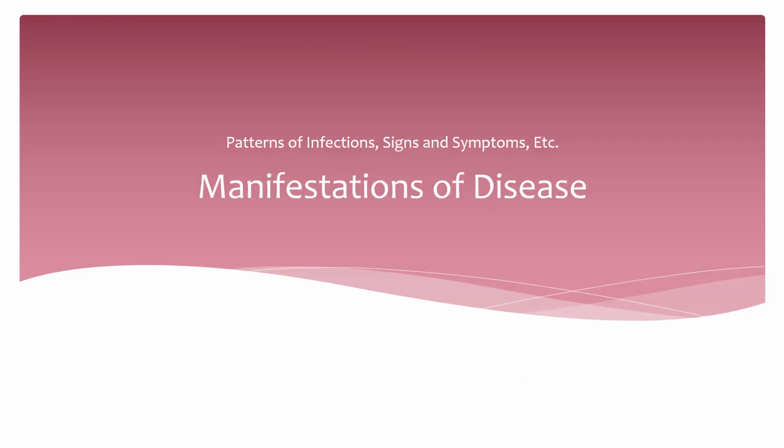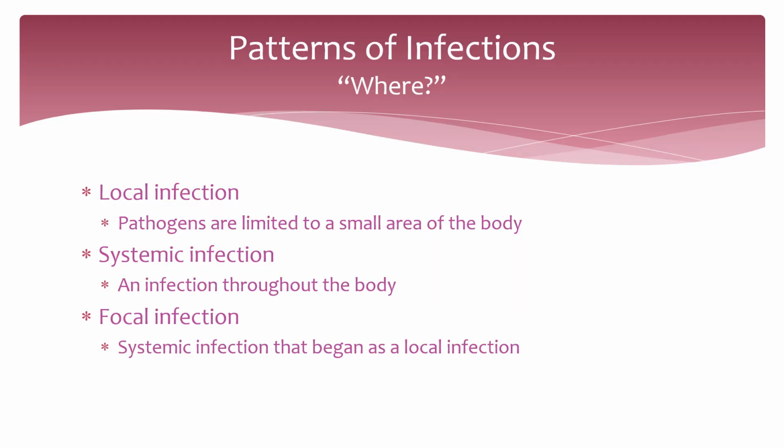Before we get into that fifth step of a microbe leaving our system, potentially, sometimes they don't, let's talk about the manifestation of diseases. So what's happening at the host level, and then we'll come back to that step 5. So we're going to start looking at patterns of infection. The first part of a pattern, as far as infections go, is the where. So let's talk about local infections.